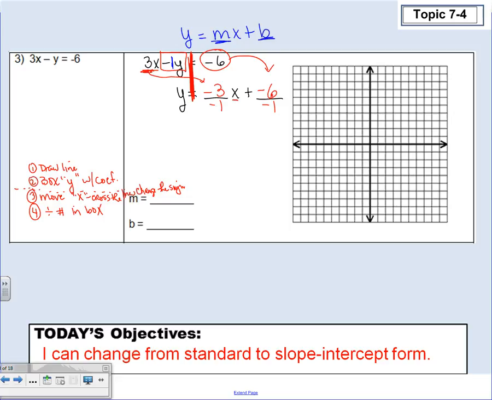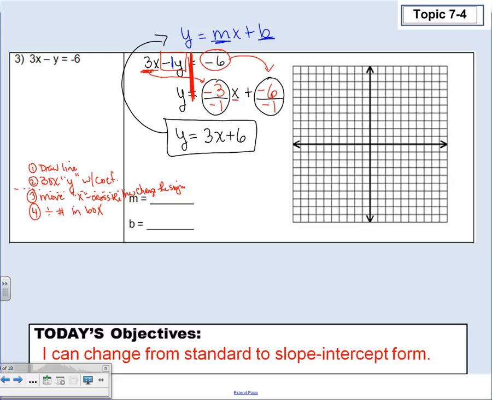Now I can just simplify. This is y equals negative 3 divided by negative 1 is a positive 3. It has an x, and then a negative 6 divided by negative 1 is a positive 6. So my equation is y equals 3x plus 6. Notice this is in the form of y equals mx plus b now. From this, I can determine my slope is 3, or 3 over 1, and the y-intercept is 6, or the starting point at 0, 6.